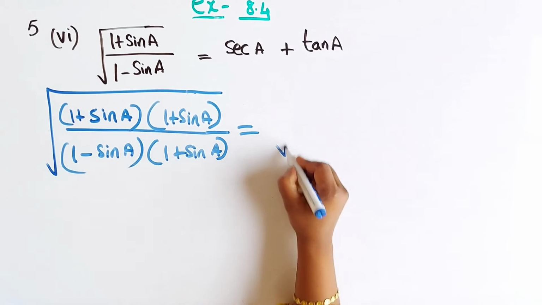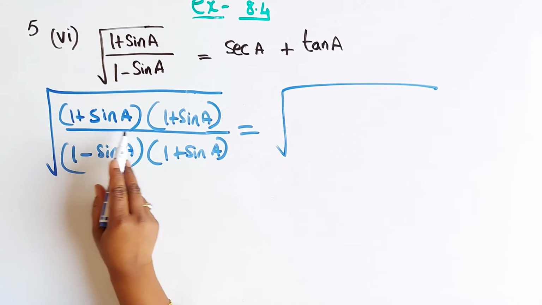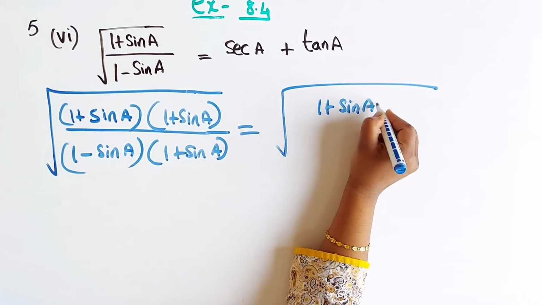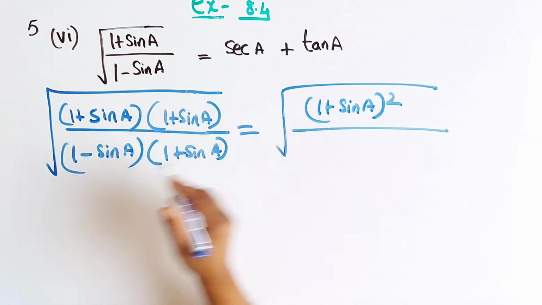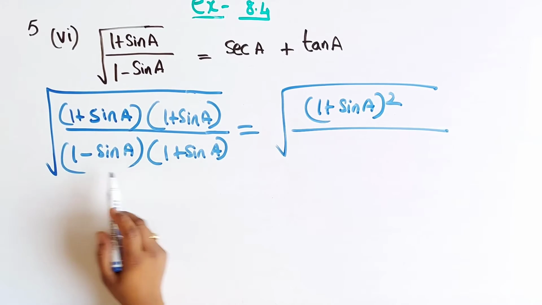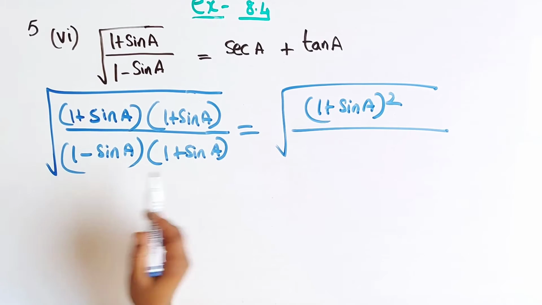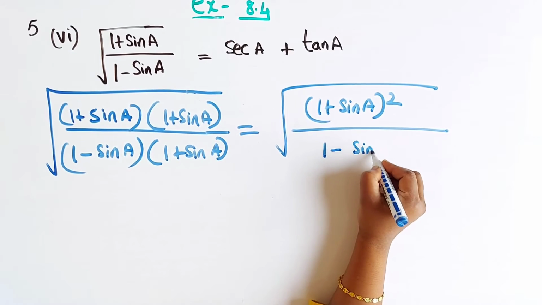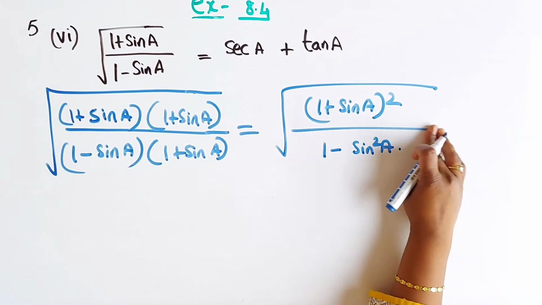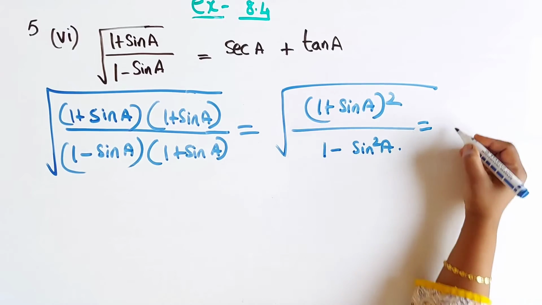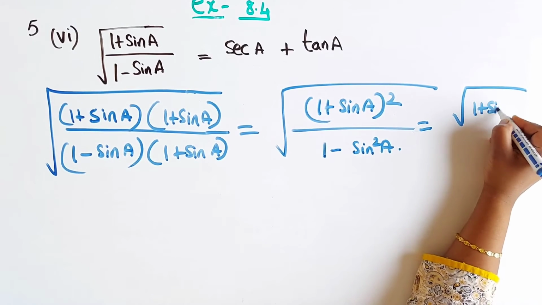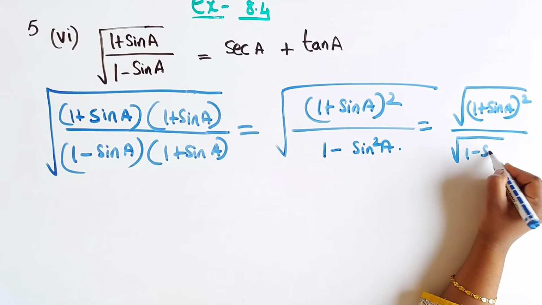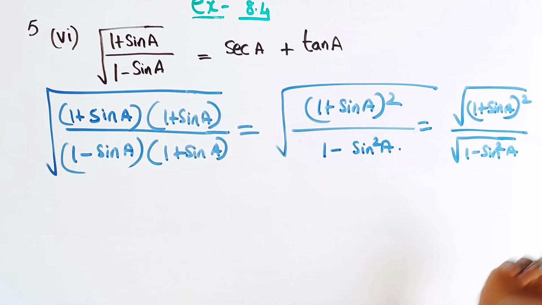Now see children, this will be root of 1 plus sin A into 1 plus sin A. It is 1 plus sin A whole square. And here 1 minus sin A into 1 plus sin A. It looks like A minus B into A plus B, A square minus B square. 1 square minus sin square A. That is 1 minus sin square A. Correct. Now we'll write separately. This one root of 1 plus sin A whole square. And this will be root of 1 minus sin square A. Correct.